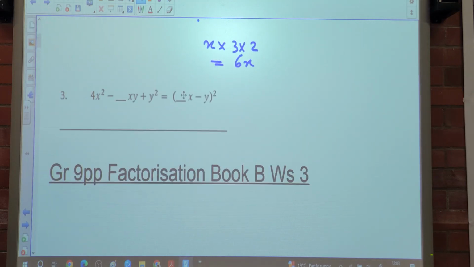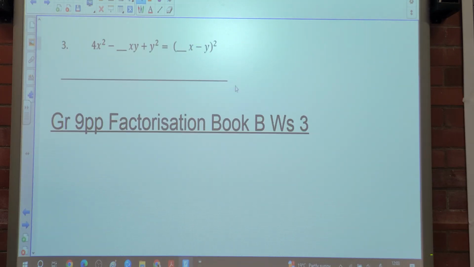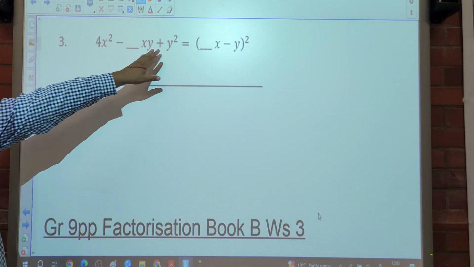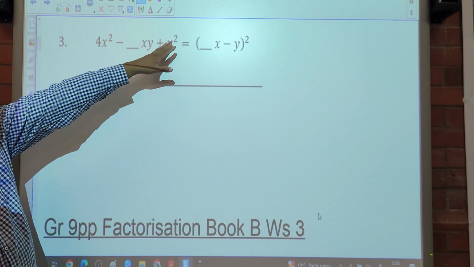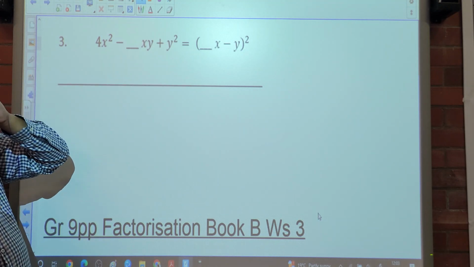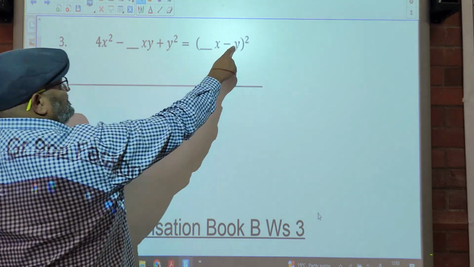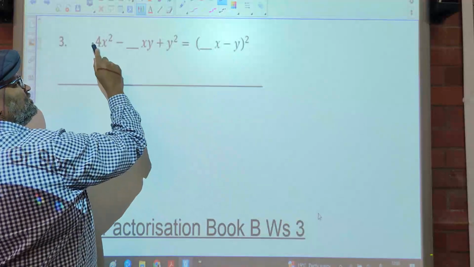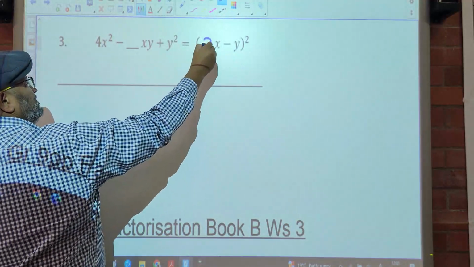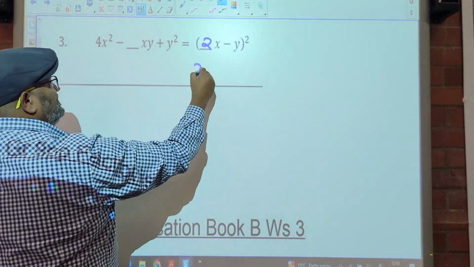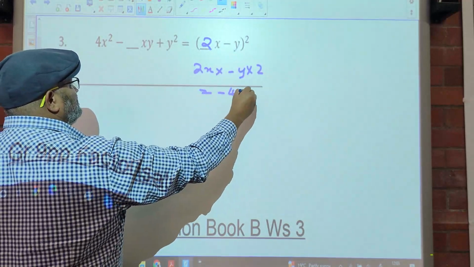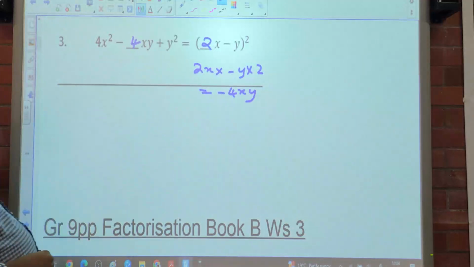Number 3. You got 4x squared plus y minus something xy plus y squared, which is equal to something x minus y all squared. So the square root of y squared is y, not so? What's the square root of 4x squared? 2x. For the middle term, it's 2x times negative y times 2. So it's negative 4x. Okay.